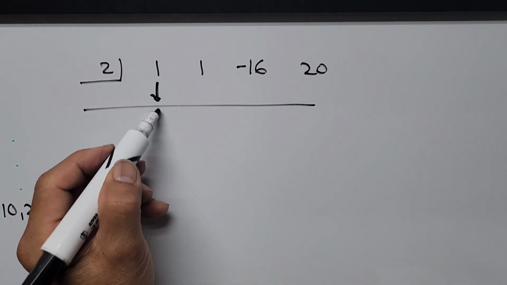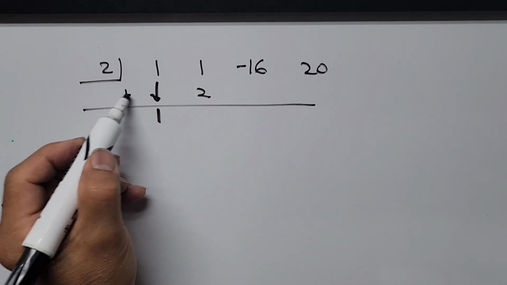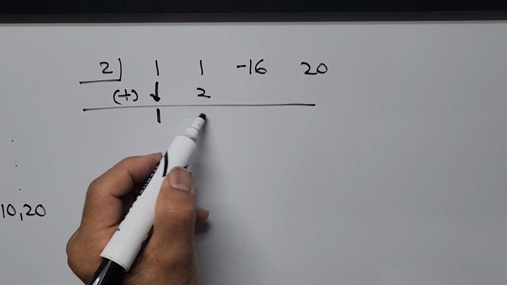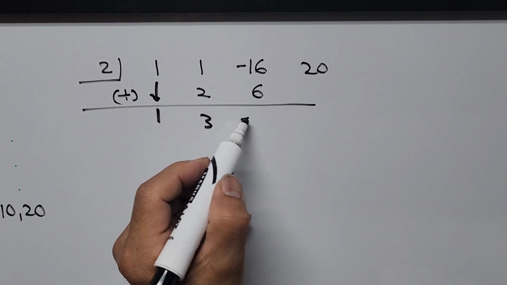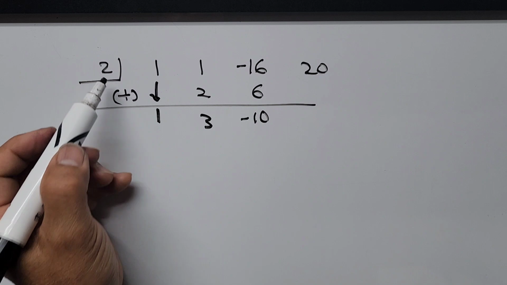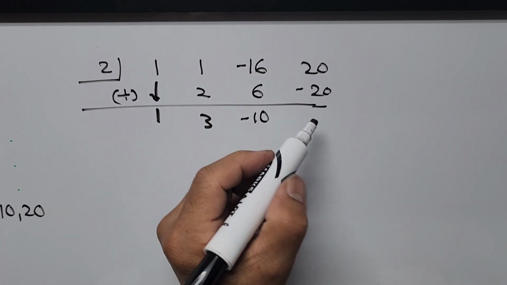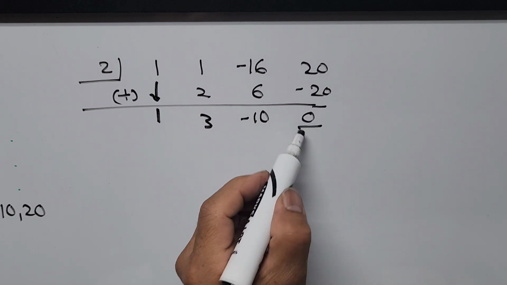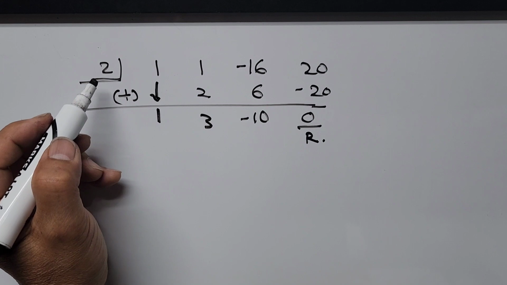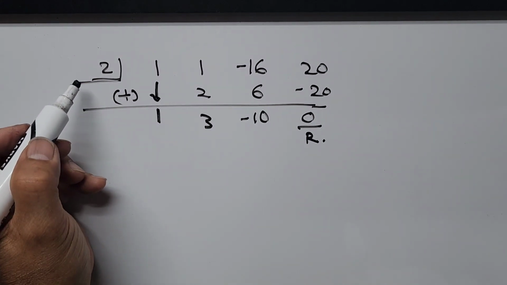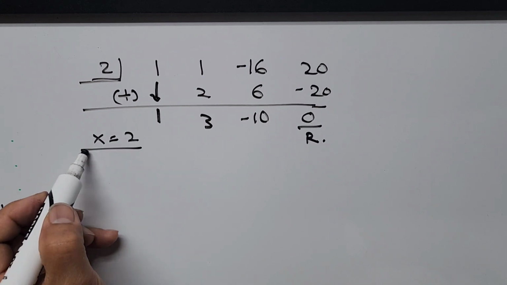So here bring down 1, and multiply 2 times 1 is 2, and we add these up. 1 plus 2 is 3. Now 2 times 3 is 6. Minus 16, this will be negative 10. And 2 times negative 10, that's negative 20. And add this up, it becomes 0. So the remainder is 0. So this confirms that 2 is one of the solutions to this cubic equation. So we have just confirmed that x is equal to 2.